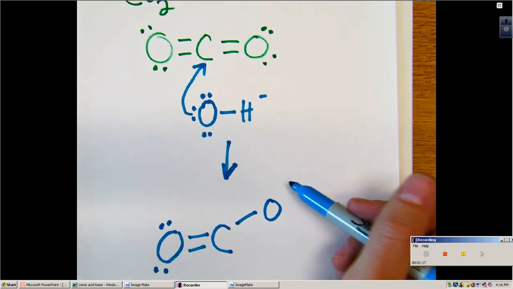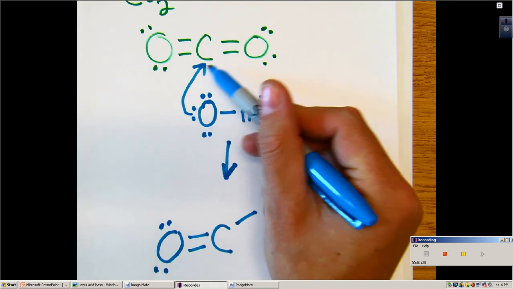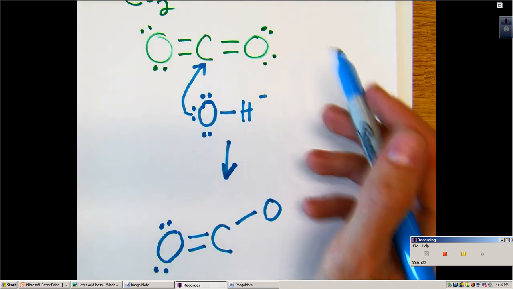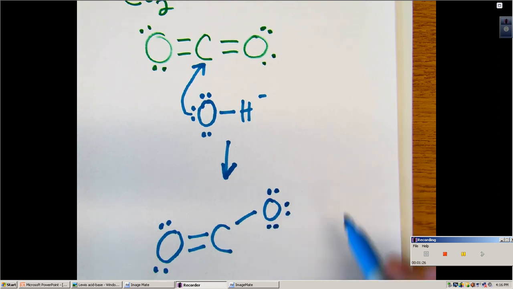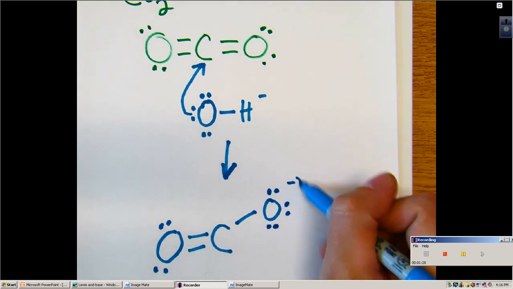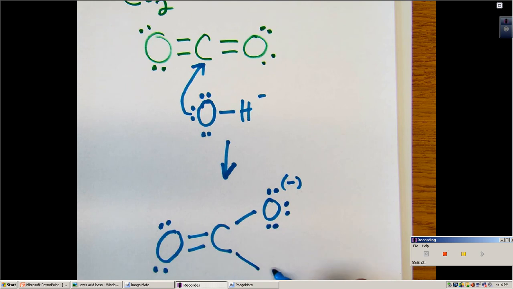That oxygen's going to get those electrons back. Carbon doesn't need them anymore, so oxygen's going to get those electrons back in that bond. It's going to be surrounded with lone pairs. It's going to have a little bit of a negative charge out here, and that carbon's going to also then bond to that OH group that we already had.